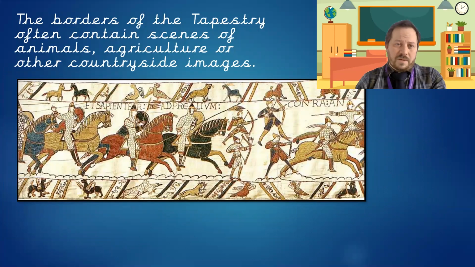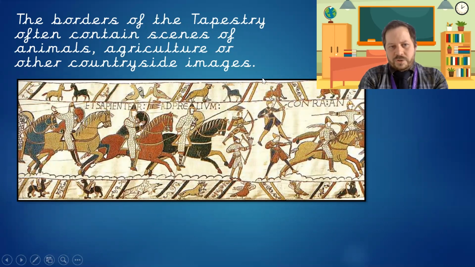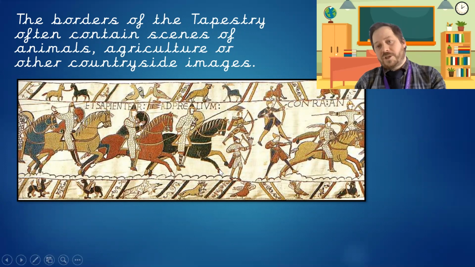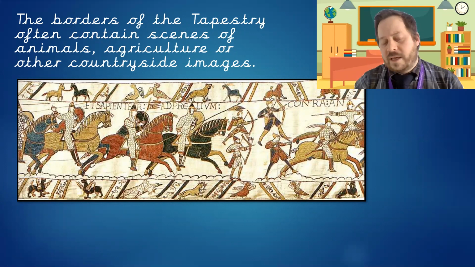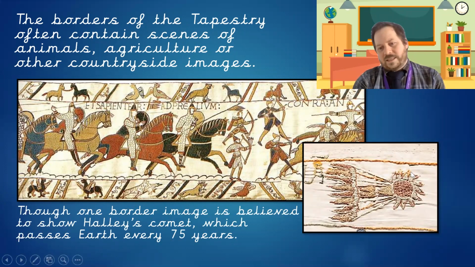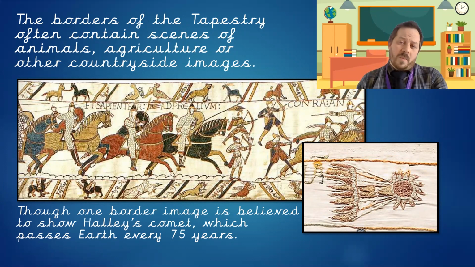Now, the borders of the tapestry, which we saw before, often contain scenes of animals, agriculture, and countryside images, which is really interesting. And this was just decoration. This was something the Anglo-Saxons did to a lot of their things. There is also part of the border that looks like this. What's really interesting about this is some historians believe that it might be Halley's Comet. And Halley's Comet passes the Earth every 75 years, so it would have been seen around this sort of time. It's a good idea. I'm not sure what else it could be. Maybe you might have some ideas as to what you think it might be.